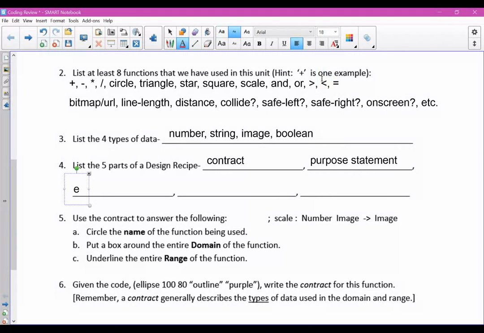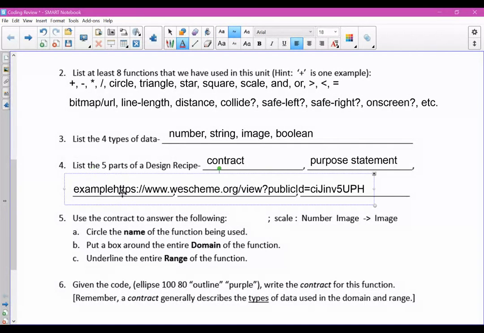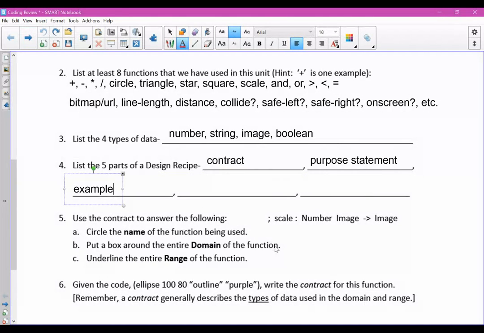Then the next thing was an example. We always had 2 examples, right? So we had first example, second example, then the last thing right at the bottom of every design recipe, where it's our general statement that I can do for anything, is our definition. So these are the 5 parts of a design recipe. You will definitely want to know this for your test. Okay.